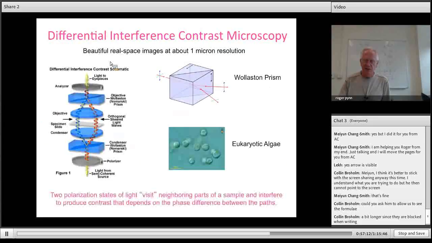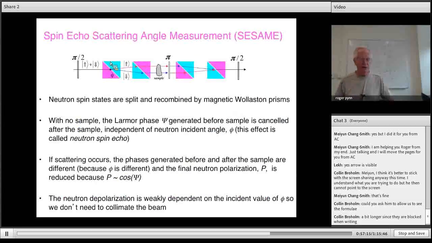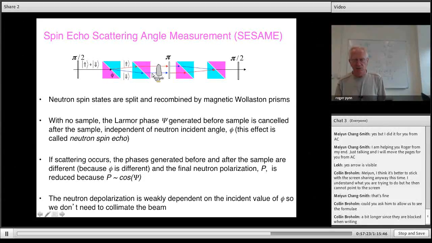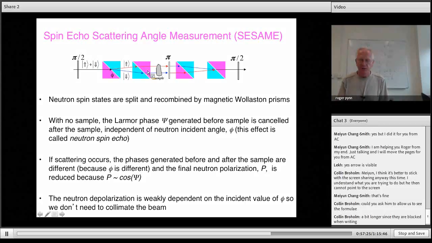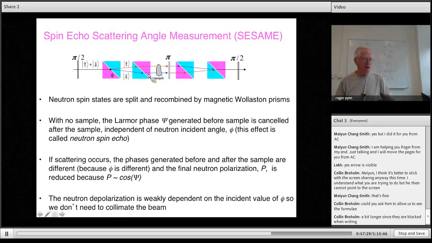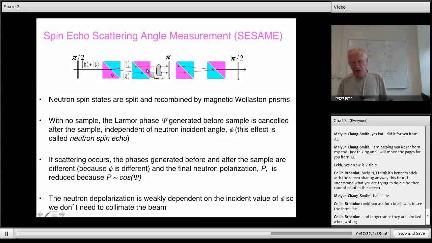and so what I just tried to indicate to you is that this thing here is exactly the same thing, except now I've got a way of changing the size of my parallelogram because I've got a unit here and a unit here, and I can pull them further apart. And of course, if I pull them further apart, this spin echo distance here will change because these two are diverging rays here. So that's how you do this spin echo scattering angle measurement, which is what we call it.